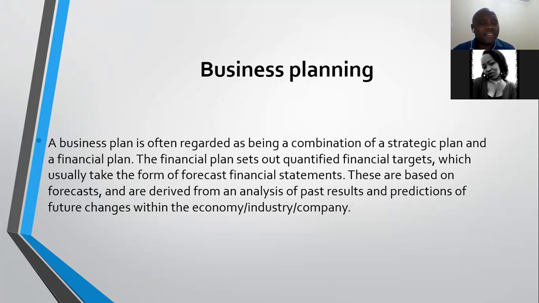So when you look at a business plan, it's basically a combination of a strategic plan and a financial plan. Usually you would find this for 5 years. So the financial plan sets out quantified financial targets and a number of metrics that you can use to actually check whether financially you are healthy.